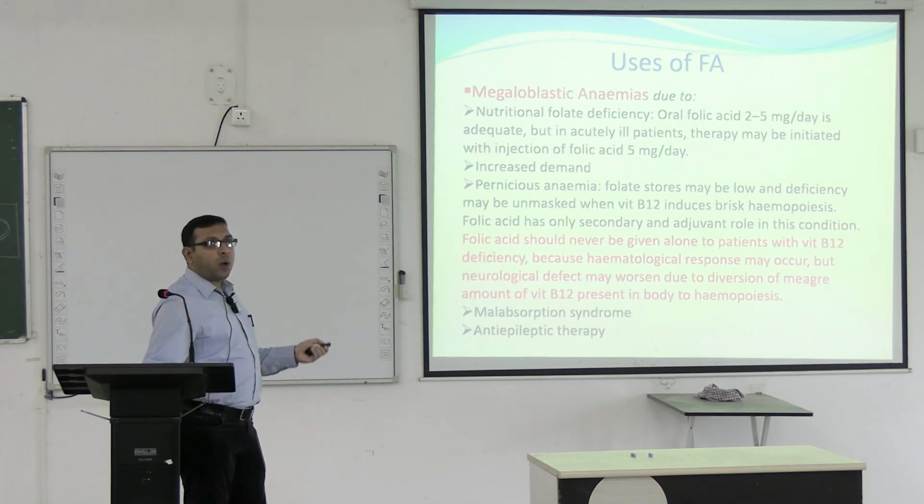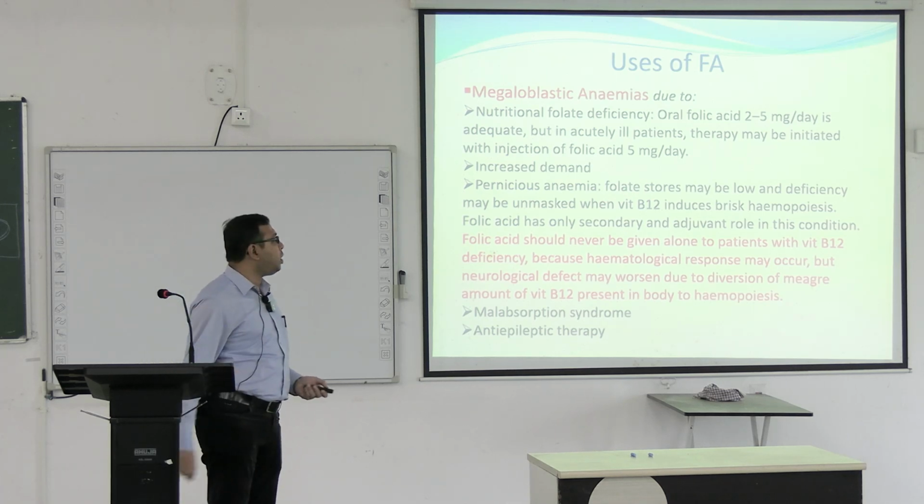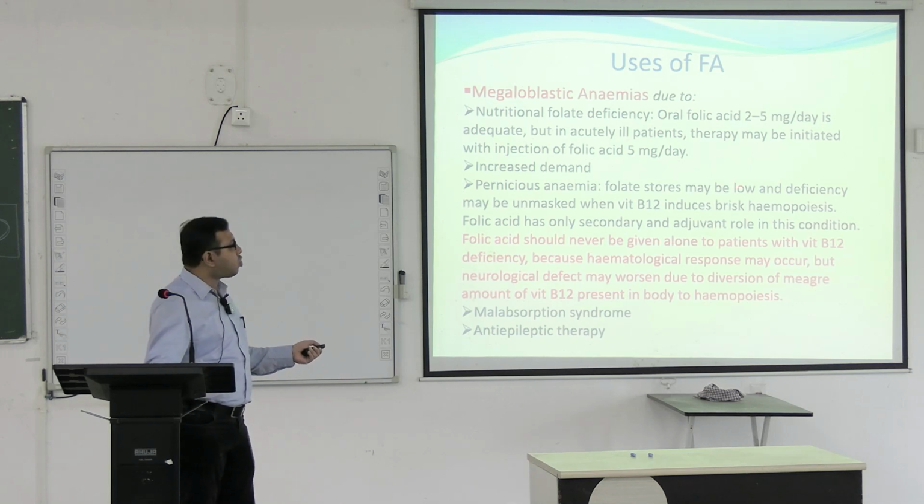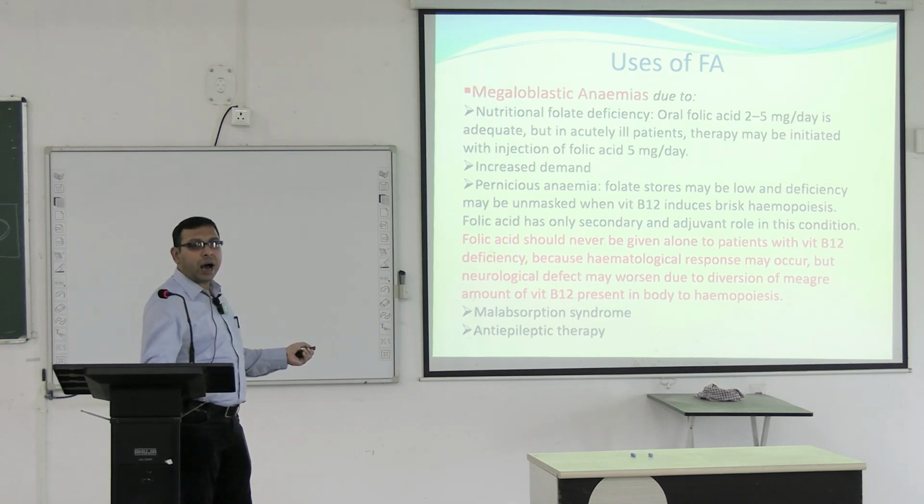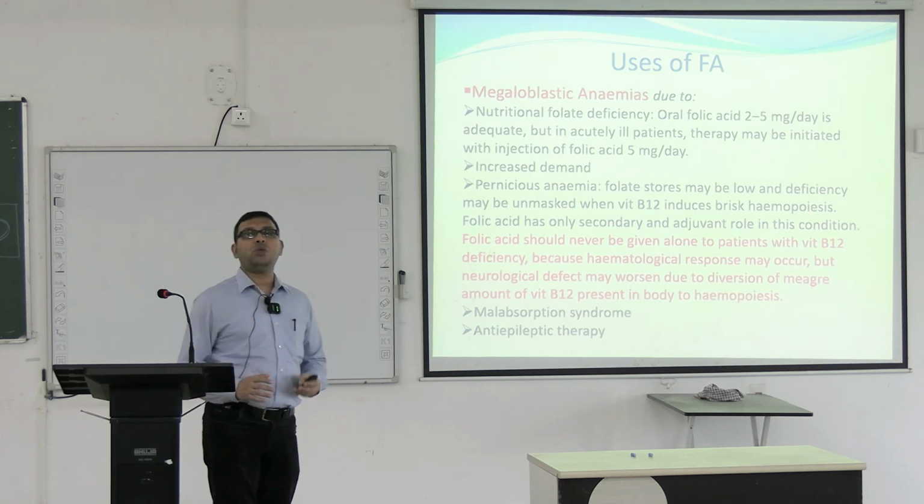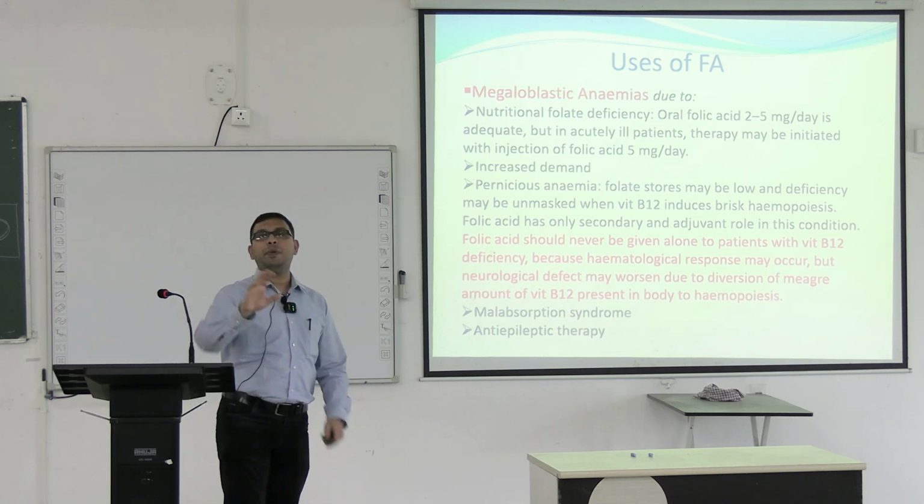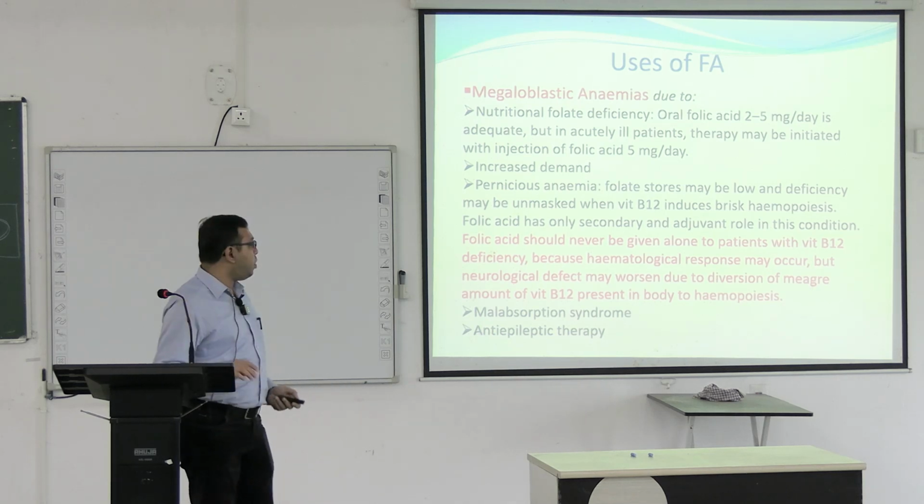Uses: megaloblastic anemia due to nutritional folate deficiency is treated with oral folic acid 2 to 5 milligrams per day. Increased demand is most commonly seen in pregnancy. In pernicious anemia, which mainly occurs due to vitamin B12 deficiency, folate stores may also be low, and the deficiency may be unmasked when vitamin B12 induces brisk hematopoiesis, because we cannot distinguish whether this occurs due to folate deficiency or not. So when we supplement vitamin B12, we also supplement folate if there is pernicious anemia.